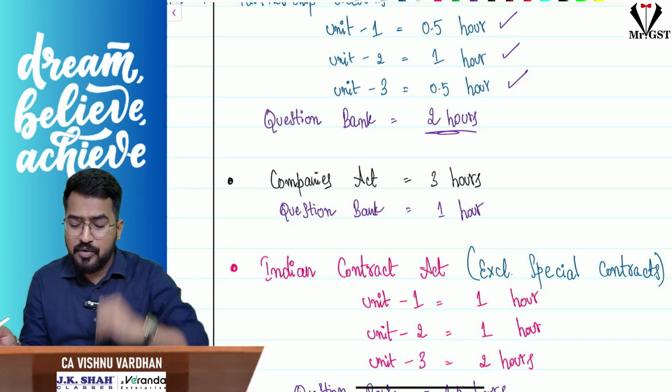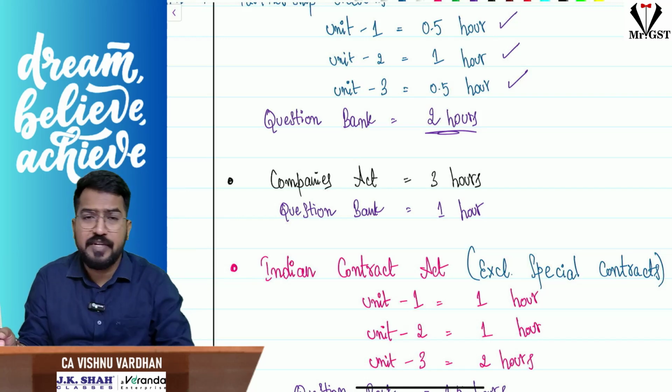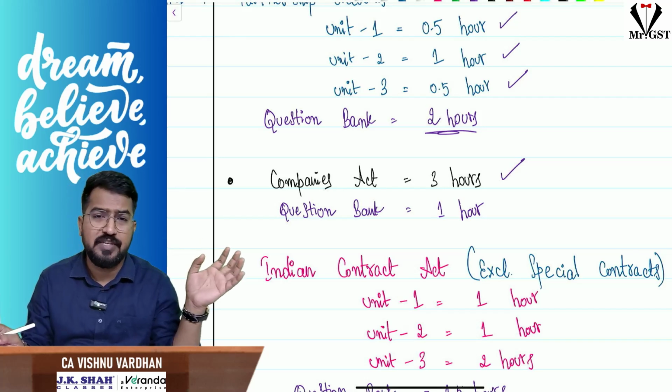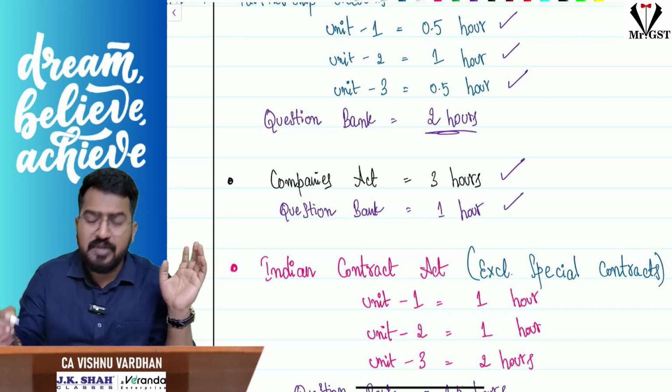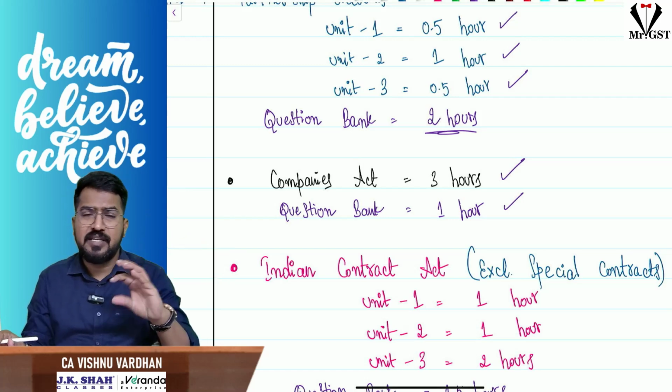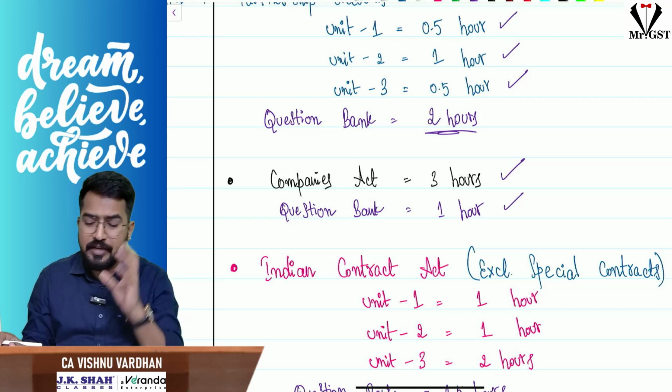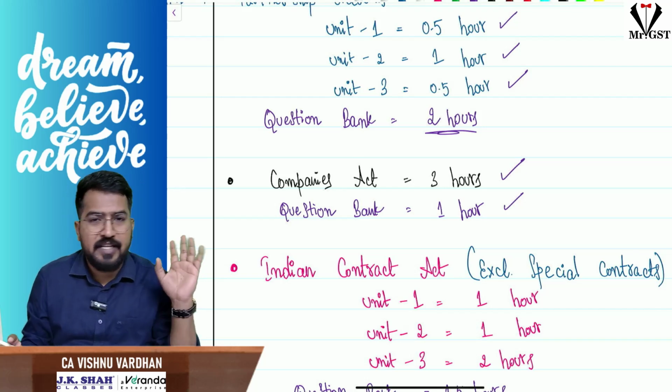Next, coming to the Companies Act. Of course, a very important chapter. You can spend around 3 hours and finish revising it, and 1 hour on the question bank. Guys, plus or minus here and there is possible, but please make sure you follow this order and try to finish within these given targets.